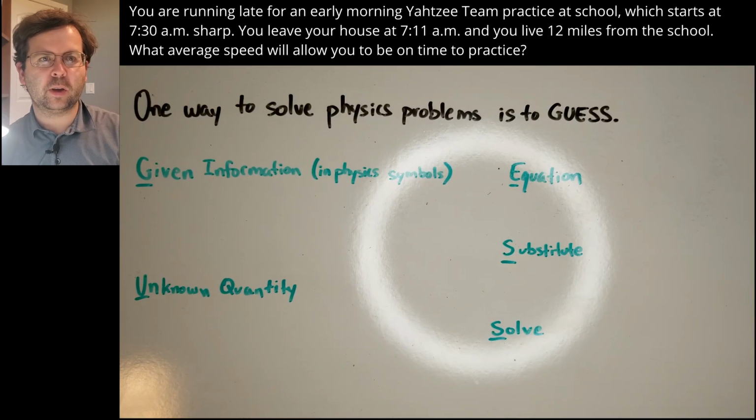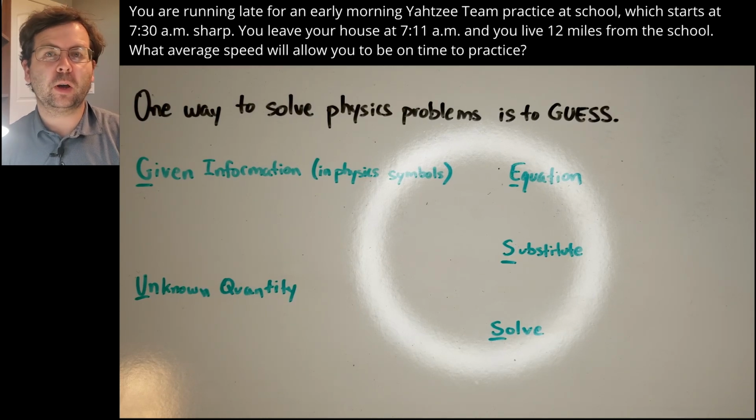So let's say you're running late for an early morning Yahtzee team practice at school, which starts at 7:30 a.m. sharp. You leave your house at 7:11 a.m. and you live 12 miles from the school. What average speed will allow you to be on time to practice?